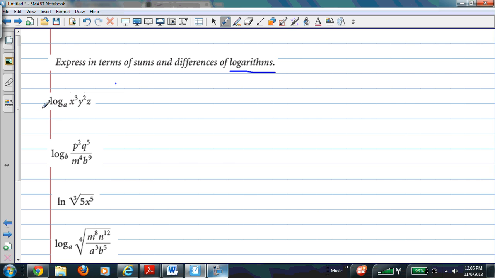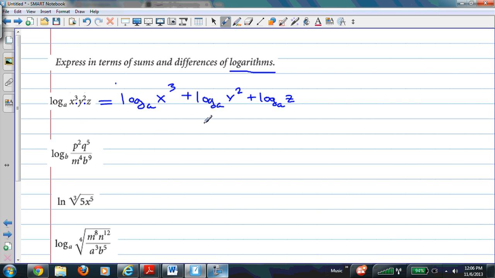So what I see in this first example, I have log base a of x cubed times y squared times z. So there are two products here. But again, I can use the product rule to split this into log base a of x cubed plus log base a of y squared plus log base a of z.